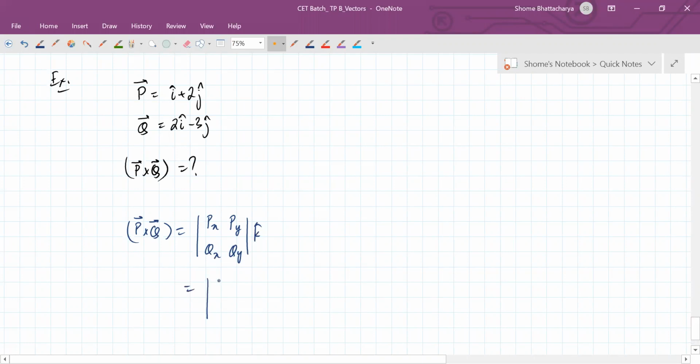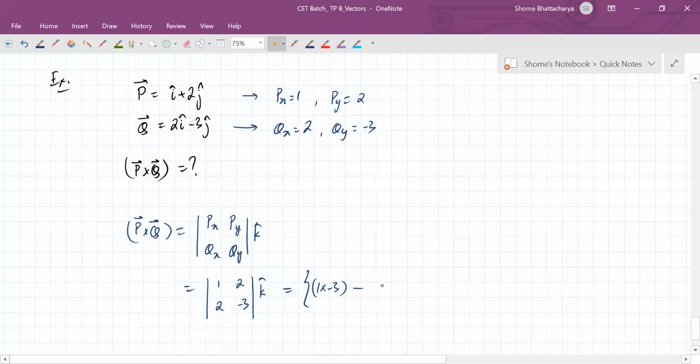So this will become 1, 2, because p's x component you can see is 1, p's y component is 2, and similarly q's x component is 2 and q's y component is minus 3. So this will become 2, minus 3, k cap. The next step we will solve this determinant. So it will become 1 into minus 3 minus of 2 into 2. So that becomes minus 3 minus 4, so that becomes minus 7 k cap.